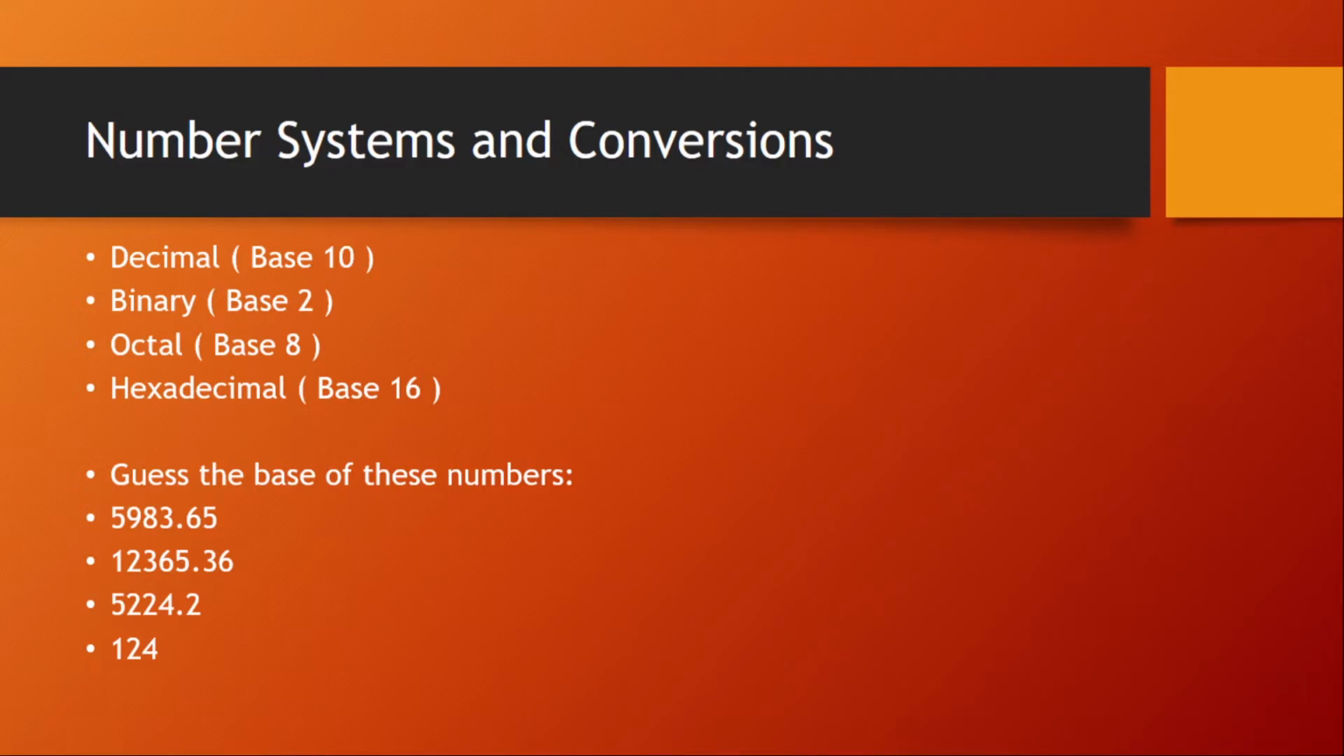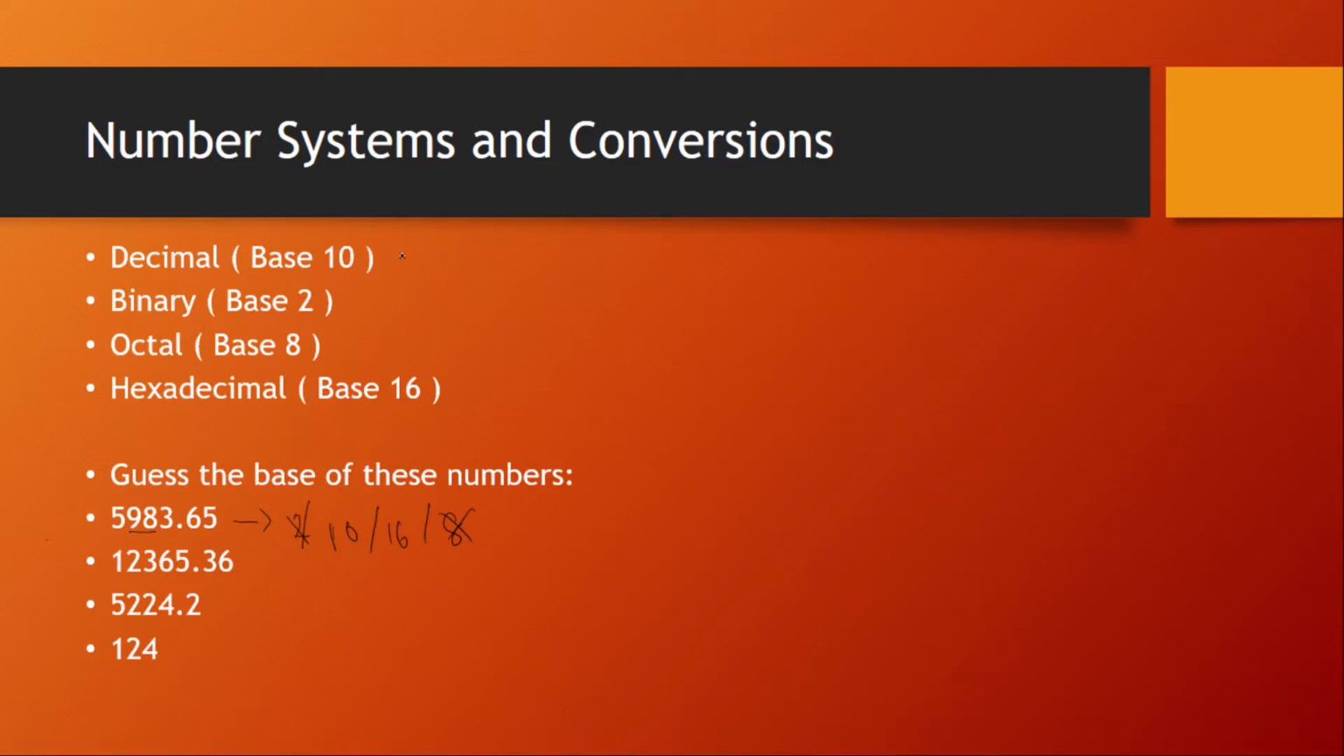So if I start with the first number, 5980, this number cannot be a binary number because it's not zeros and ones. It's more than that. It could be a decimal number, and it could be a hexadecimal number, that's fine. But it cannot be an octal number because the value is crossing the limit 7.